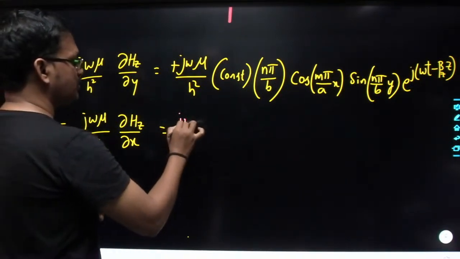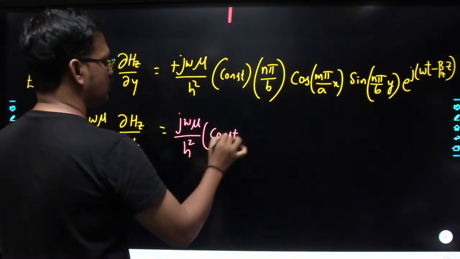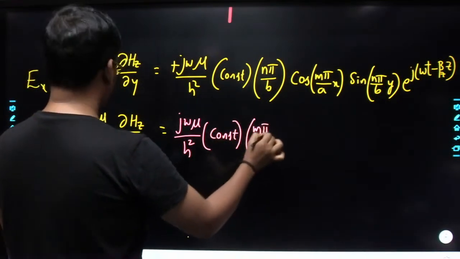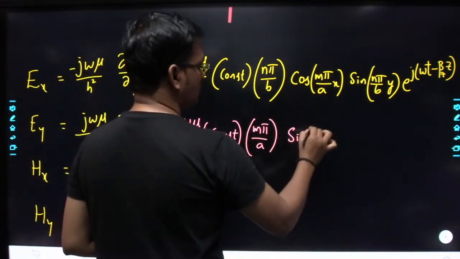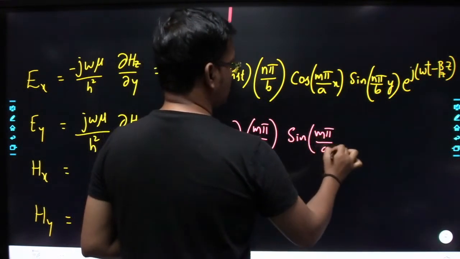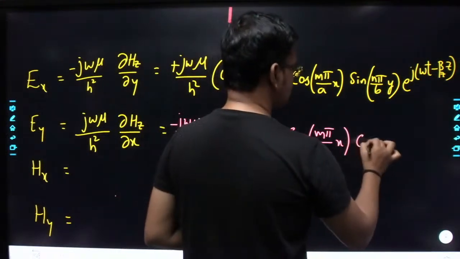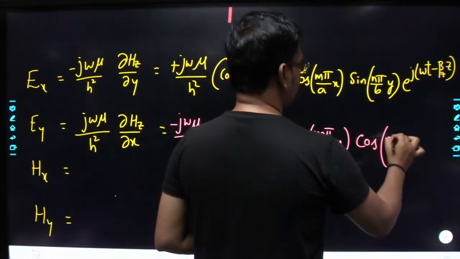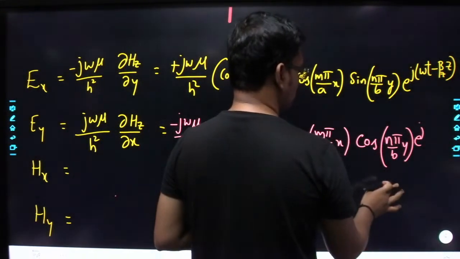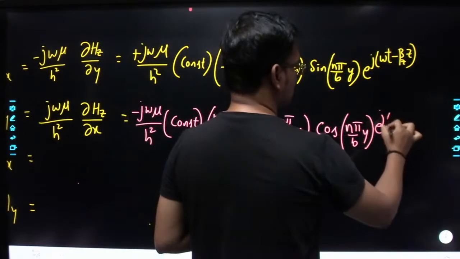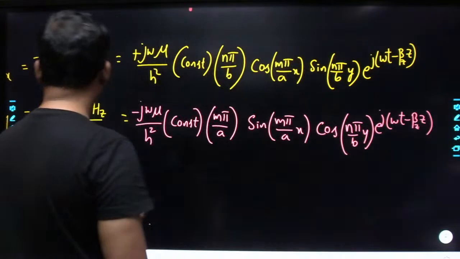So you are going to get j omega mu by h square into constant, multiplied by, I am differentiating now Hz with respect to x. So m pi by a into sine of m pi by a into x. Here you are going to get a minus sign. Next, this multiplied by cos of n pi by b into y into e power j of omega t minus beta z into z. I am doing the analysis for TE mode. For TM mode you have to do it in the same manner.